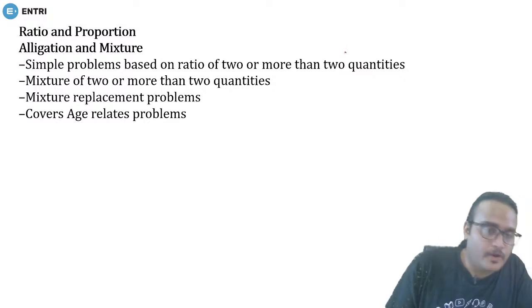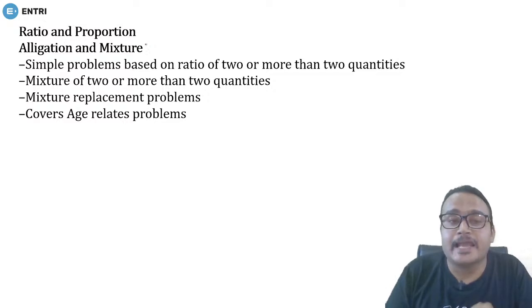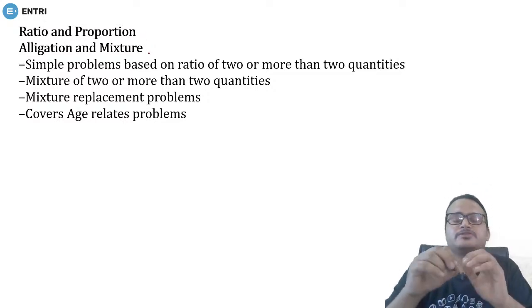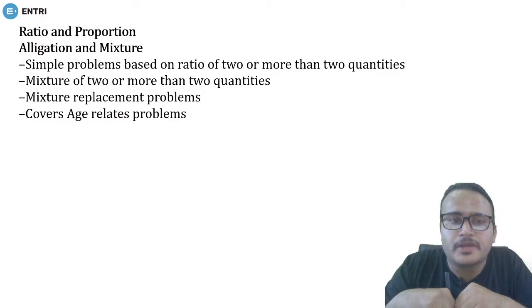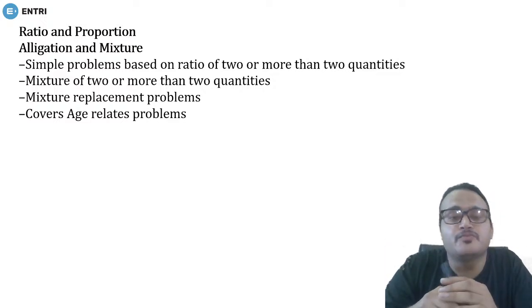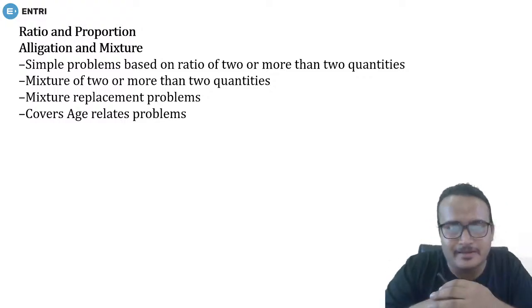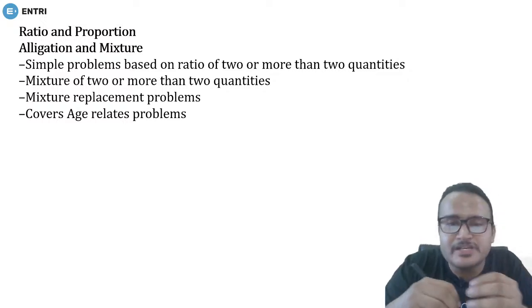So guys, the next topic is what? Ratio and proportion and allegation and mixture. So guys, this topic is also very important. Although I will say this is the foundation or base of quantitative aptitude, because most of the questions we solve in quantitative aptitude are with the help of the ratio method and with the help of the allegation mixture method also.